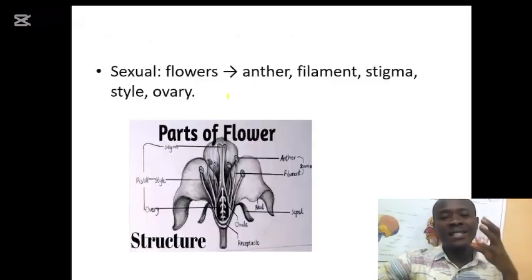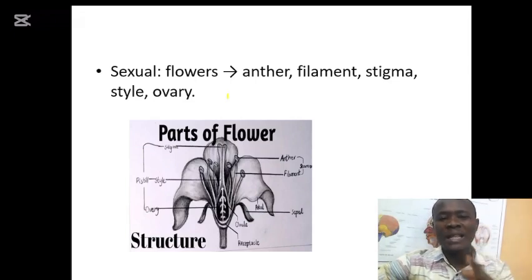Now let's talk about sexual reproduction in plants. Plants also produce gametes. They produce the male gametes and the female gametes. The male gamete in plants is called the pollen grain, which is found in the anther. The female gamete is called the ovule, O-V-U-L-E. In animals, it is called the ovum, O-V-U-M. So you have to know the difference in spelling.